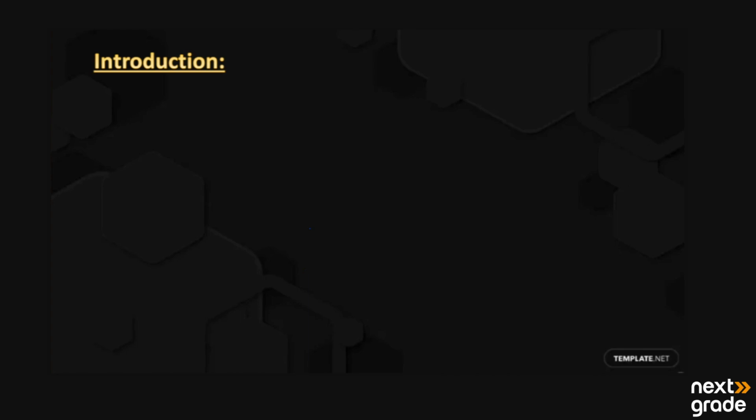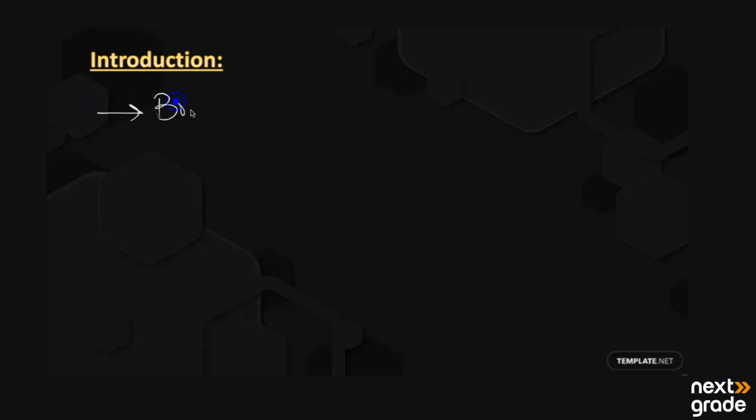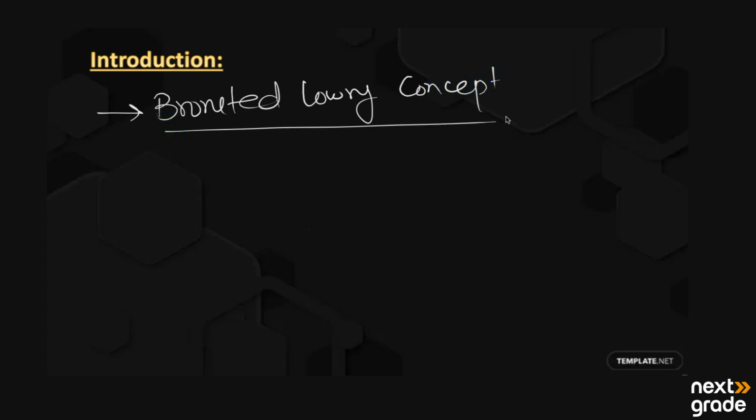So let's have a look at what are the conjugate acids and what are the conjugate bases. First we have an introduction about the conjugate acid. It was mainly proposed or explained according to the Bronsted-Lowry concept. So what was the Bronsted-Lowry concept about the acids and bases?